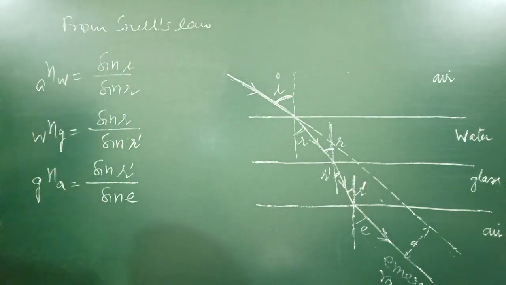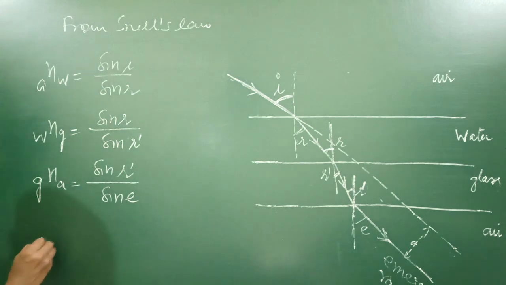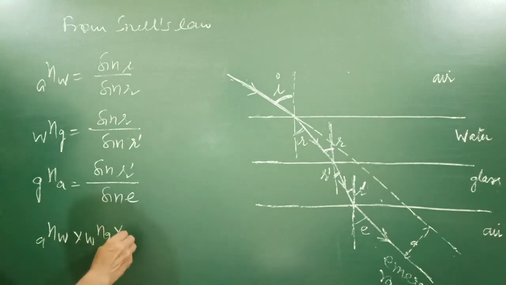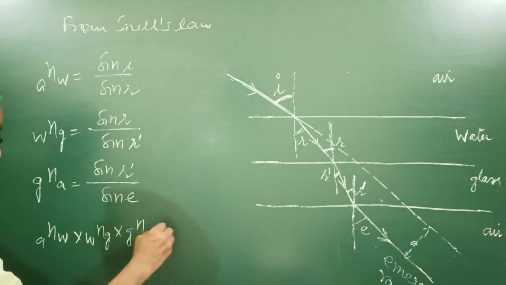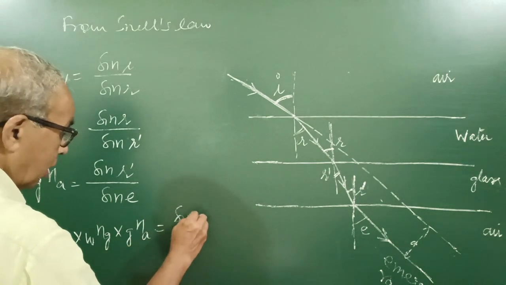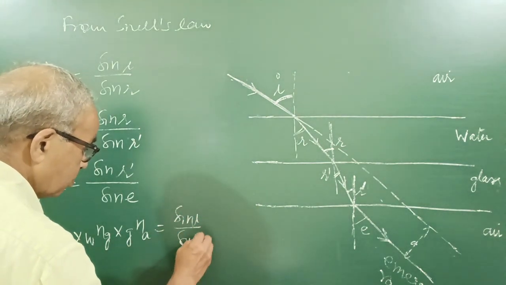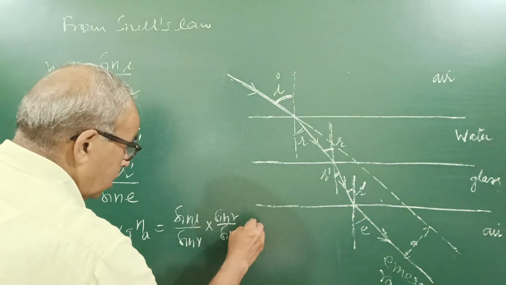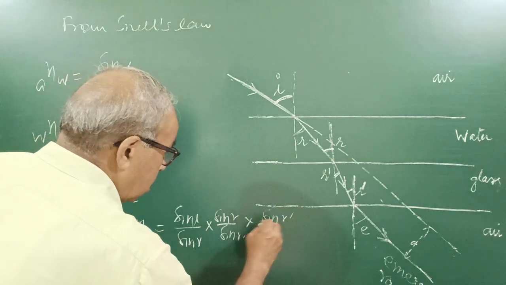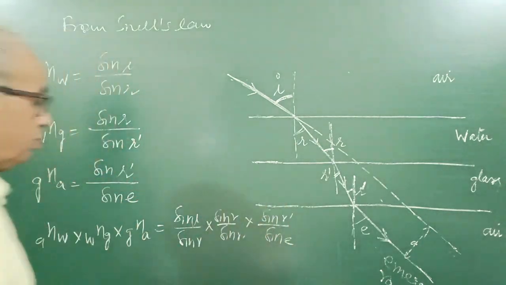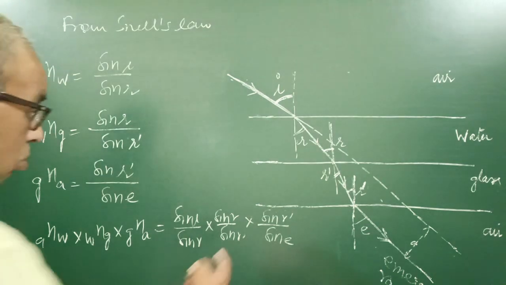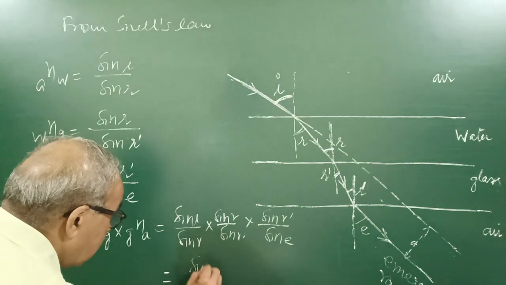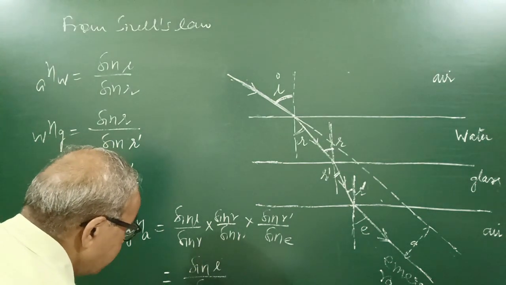Now if we multiply these all together, we get aμw into wμg into gμa is equal to sine i upon sine r into sine r upon sine r dash into sine r dash upon sine e. And from here r cancels, r dash cancels, and we get only sine i upon sine e.